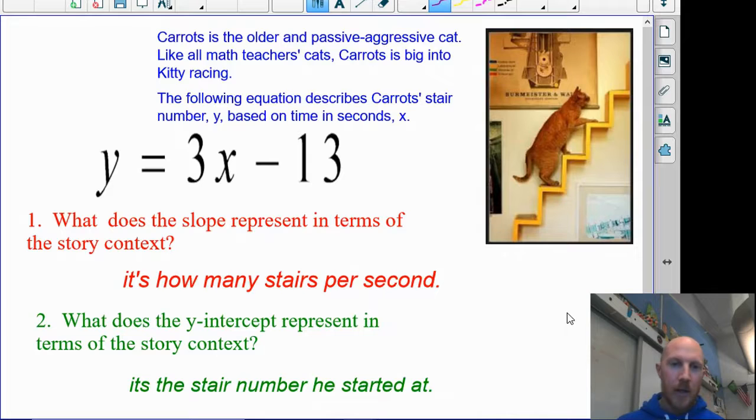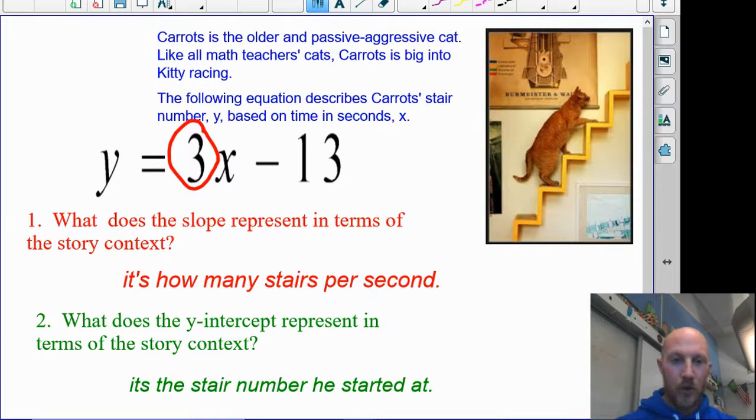So back to the do now. That equation we saw about Carrots' stair number, y equals 3x minus 13. The 3 represents the number of stairs that Carrots is going up each second. So if y is the stair number, every time you add another second, you increase that x number by 1, you're going to be multiplying by 3. That's going to represent 3 more stairs each second.